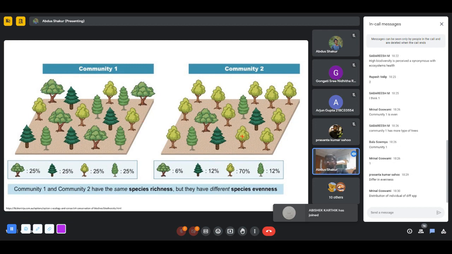Okay. So we understood how species richness is measured, and how evenness is important to understand communities. Even if the species richness is similar, the communities might be different in terms of the number of individuals of a species present in that area. So that's why understanding species evenness is also important when you try to understand the biodiversity of an area.